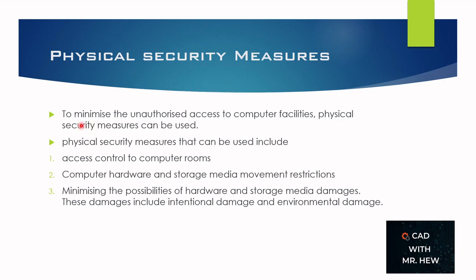Physical security measures. To minimize the unauthorized access to computer facilities, physical security measures can be used. Physical security measures that can be used include: 1. Access control to computer rooms. 2. Computer hardware and storage media movement restrictions. And 3. Minimizing the possibilities of hardware and storage media damages. These damages include intentional damage and environmental damage.